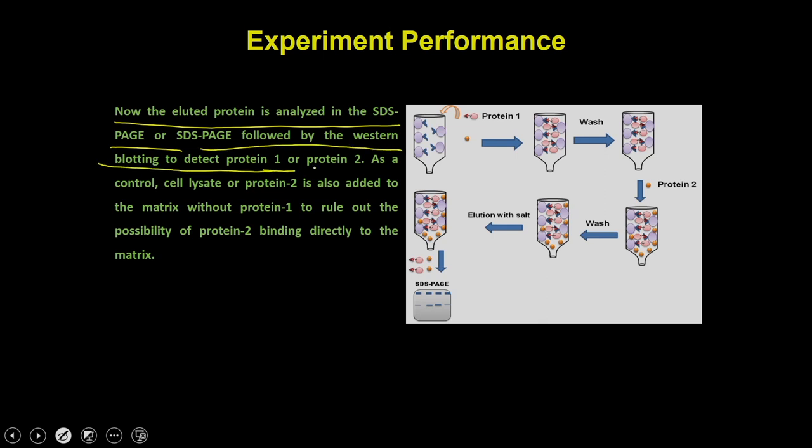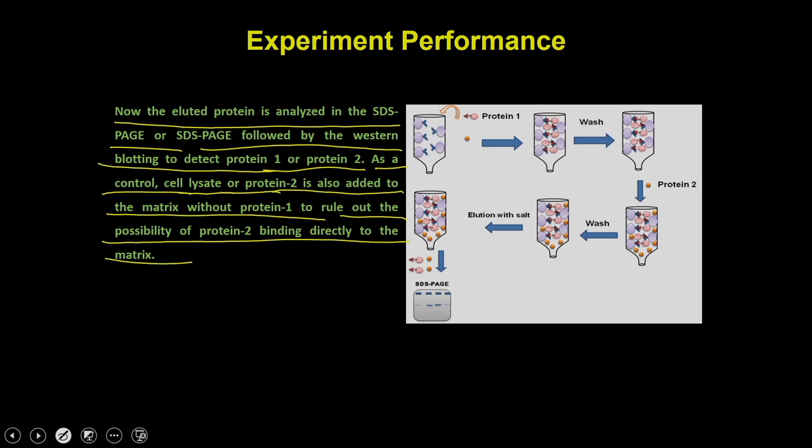That eluted protein can be analyzed on the SDS-PAGE, and SDS-PAGE can be followed by Western blotting to detect protein 1 and protein 2. A control is needed, because you also need to understand that the experiment could have some non-specific reactions as well. So you can simply load the cell lysate without the ligand, or you can add protein 2 without protein 1 to rule out the possibility of protein 2 binding directly to the matrix, which means you can run two controls.